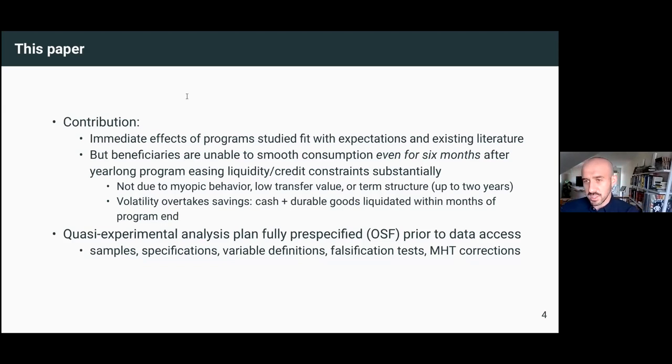In the paper, we have a detailed analysis of asset holdings and savings. What we show is that it's probably the high volatility that these families experience in Lebanon: they try to save and smooth consumption, saving cash and durable goods, but these goods are liquidated within months due to the frequent income shocks that the beneficiaries receive. This is not an experimental study, but we fully pre-specified everything, the sample specifications and so on, on the Open Science Foundation before we had access to data. So there was little room for us to cherry-pick the results that I'm going to show you today.